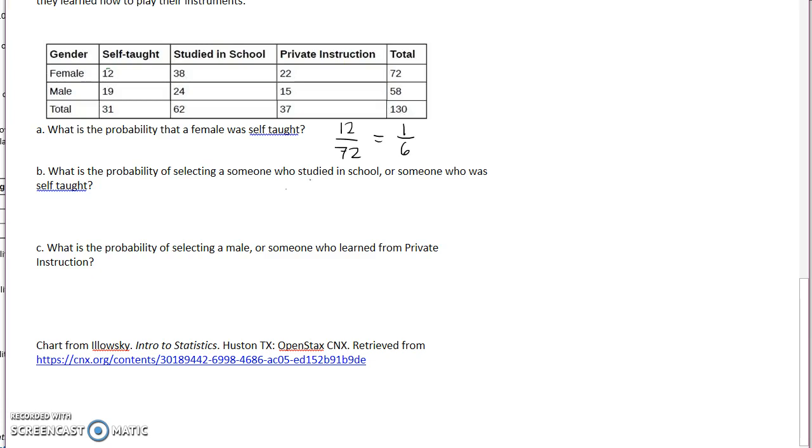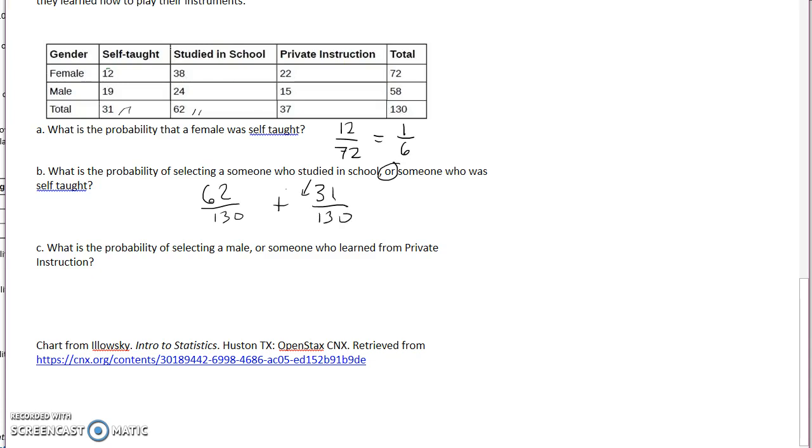All right, so we're going to want to do somebody who studied in school. So there were 62 totals of those, right? So it's going to be 62 out of 130. And then we're going to want to add, because I see that special word or, someone who was self-taught. So our self-taught people, there were 31 of those. So 31 out of 130.